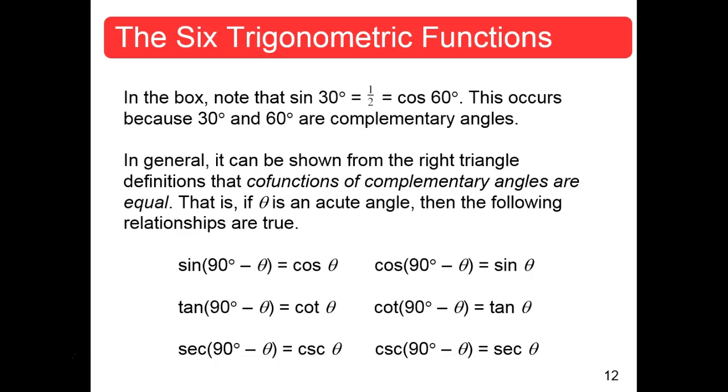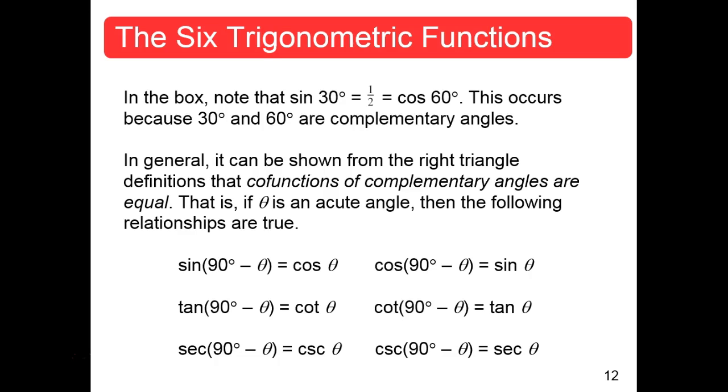They add to be 90. Okay? So sine of the complement of theta, 90 minus theta, that's going to be the complement of theta, is equal to cosine of theta. The cofunction of a complementary angle is the same as the function of the angle, and vice versa. Here's the one that says that. Cofunction of complementary angle is the function of that angle.